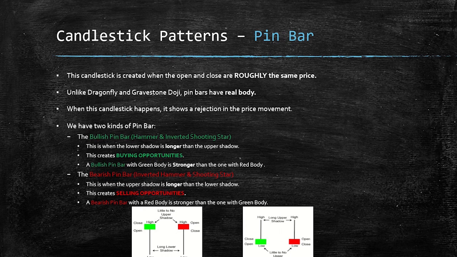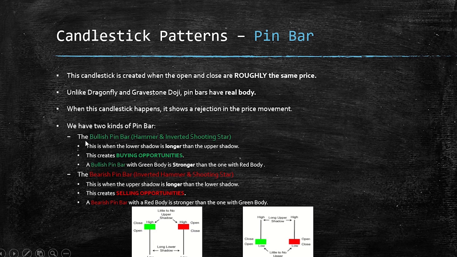Second candlestick type is pin bar. A pin bar candlestick is created when the open and close is roughly the same price. Unlike dragonfly and gravestone doji, this type of candlestick has a real body. Remember the dragonfly, the gravestone and the neutral doji didn't have any real body, but pin bars do have real bodies. When this candlestick happens, it shows a rejection in the price movement.